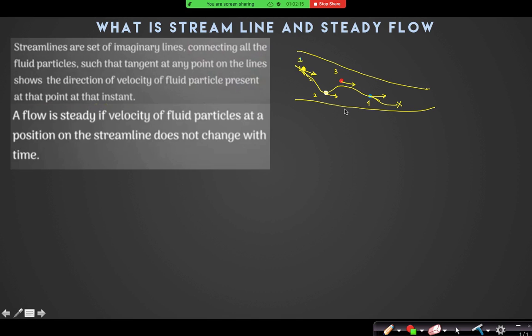Sir, then why did we draw it? Which one? That line. I'm saying this line is not a streamline. I drew it to explain that this line is not a streamline. So what is the property of streamline?